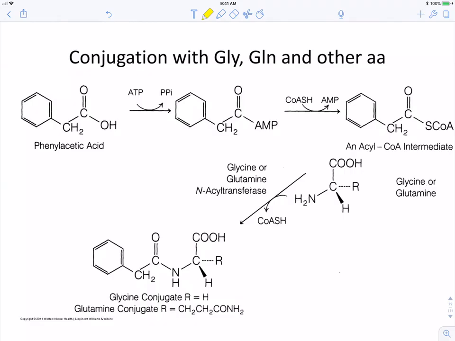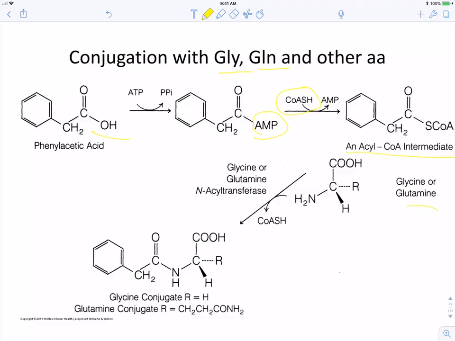We also can conjugate amino acids such as glycine, glutamine, and other amino acids directly to carboxylic acids. In this case, the mechanism is a little different because the amino acid is not pre-activated like we have seen for all the other groups, but rather it is the carboxylic acid that is pre-activated by ATP. So we have the AMP derivative, and that in turn reacts with coenzyme A to form an acyl coenzyme A intermediate, and that reacts with the amino acid.